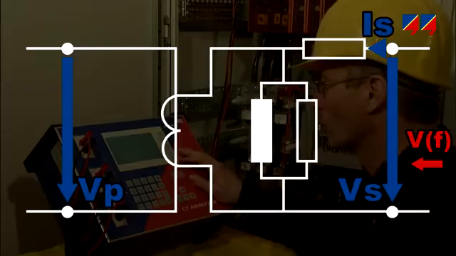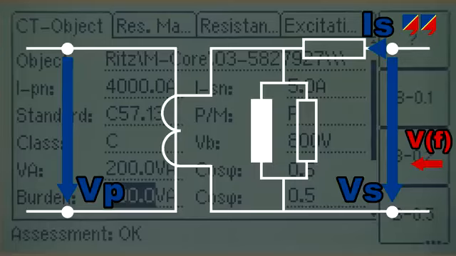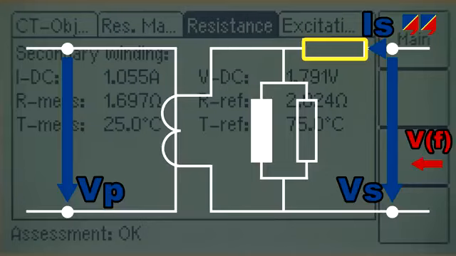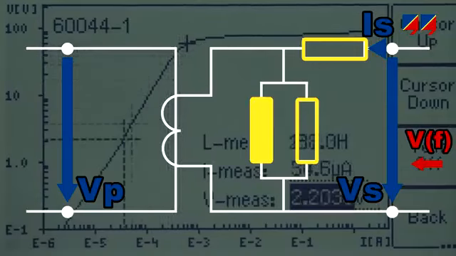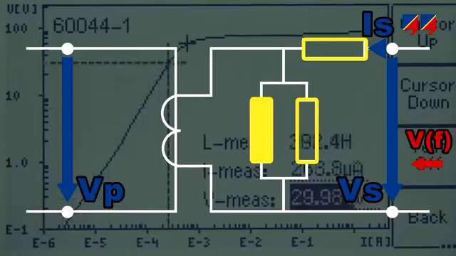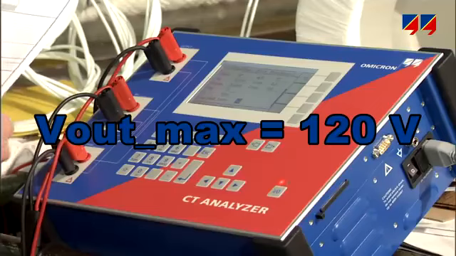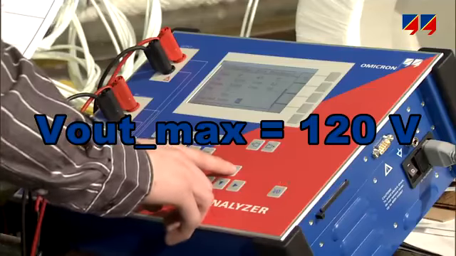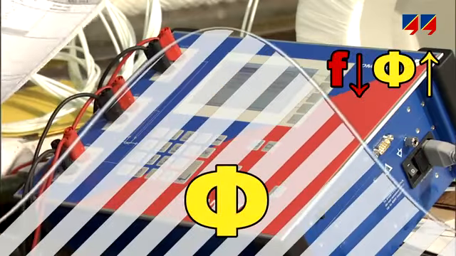It identifies all the parameters of the CT equivalent circuit diagram and thus accurately determines the CT's behavior for protection and metering applications. First, it measures the DC resistance of the CT's secondary winding. Then, knowing the DC winding resistance and the corresponding voltage drop, it measures the excitation curve to determine the magnetic characteristic of the core. CT Analyzer performs the excitation curve measurement with safe low voltages of up to 120 volts. Instead of increasing the voltage further, it reduces the frequency if higher magnetic flux is required.